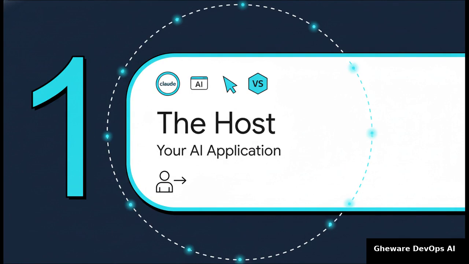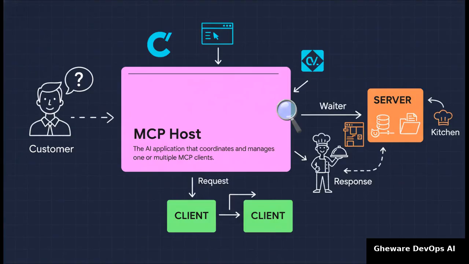Now, going back to our restaurant analogy, this is the customer. And you know what? This is the part of the system you're probably already the most familiar with. In our restaurant, the host is the customer. Simple as that. It's the AI application you're actually using, like Claude Desktop or VS Code. The customer knows exactly what they want. They might say, "Hey, query my database," but they're not about to walk into the kitchen themselves to get it done. The host is simply where the whole request kicks off.